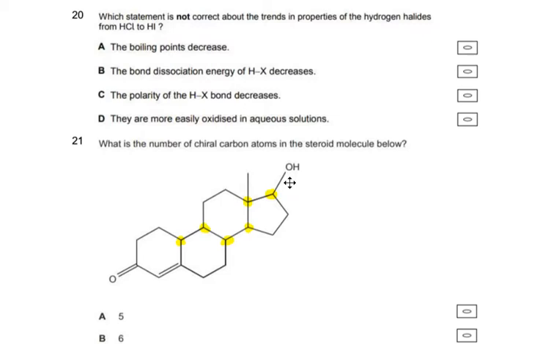D, that statement's also correct. The halide ions are more easily oxidized. They lose an electron more easily because they're bigger and the outer electron is more shielded.